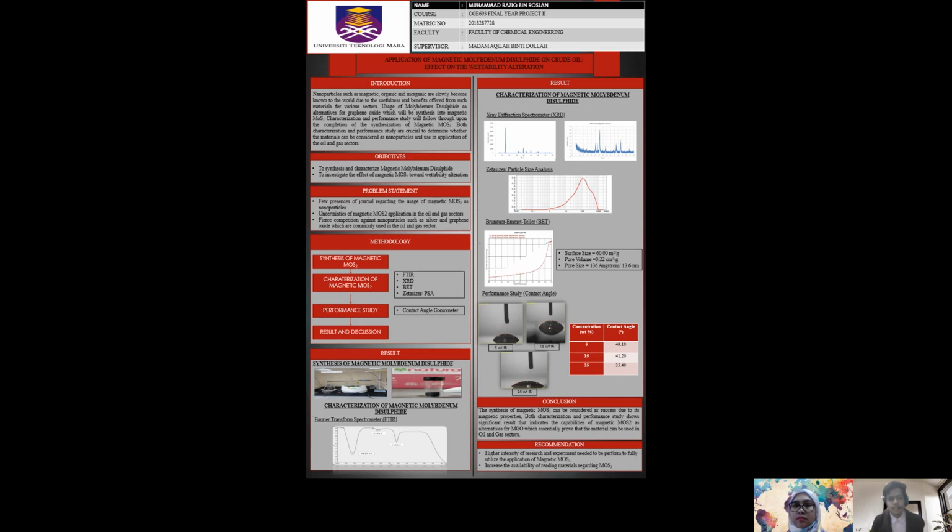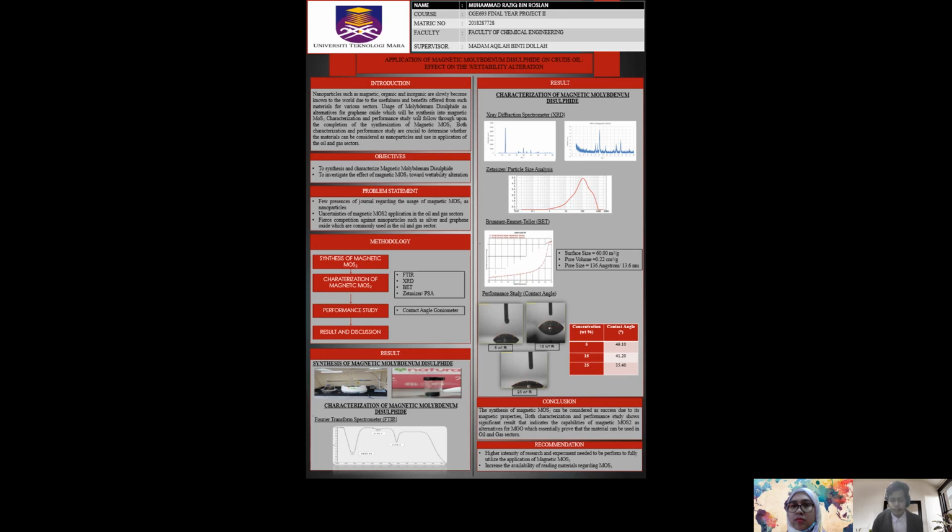Next, I would like to do the introduction on my topic, which is magnetic molybdenum disulphide, which can be considered as nanoparticles. Before we start defining what is molybdenum sulfide, I would like to introduce what nanoparticles are. Nanoparticles are used in the application of different sectors. As I am in the oil and gas sector, my focus will be on the nanoparticles application in the oil and gas sector.